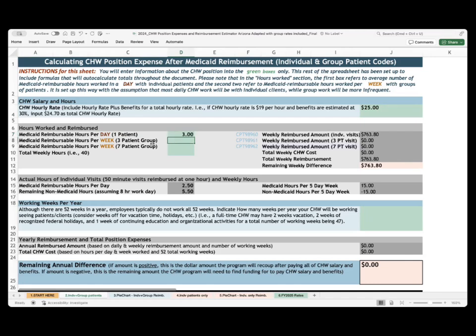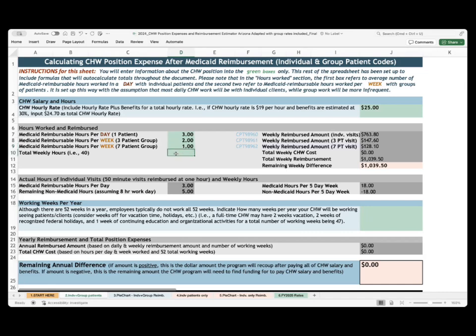And then we have our group codes. Now for these two, we're assuming that CHWs are likely to see individual patients on a daily basis, but that group work, working with 3 patients in the 98961 code and working with 7 patients in 98962, would happen less often, maybe just once or twice a week. So in the 3-patient group, we're just going to put that it happens 2 hours a week. And then in the 7-patient group, that's much more rare. Let's say it only happens 1 hour a week.